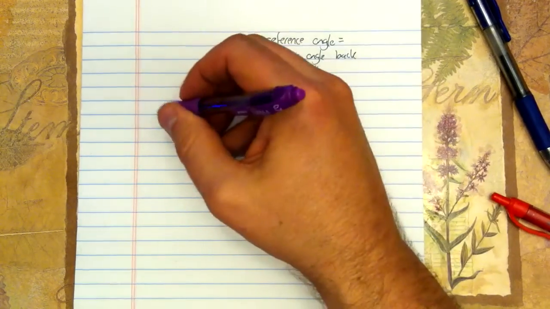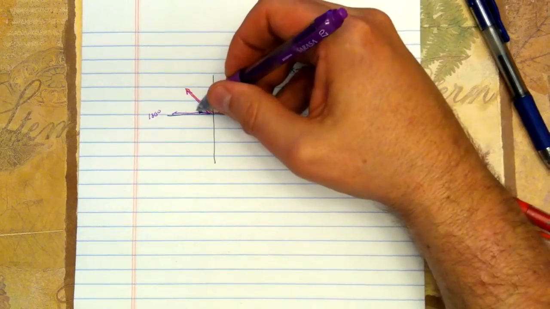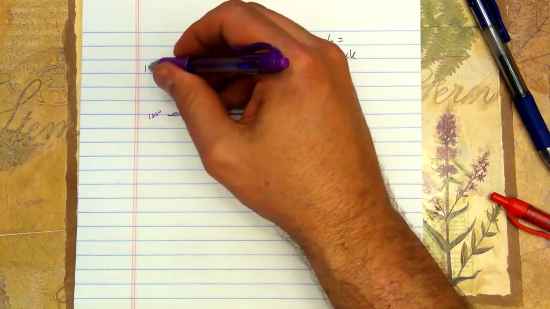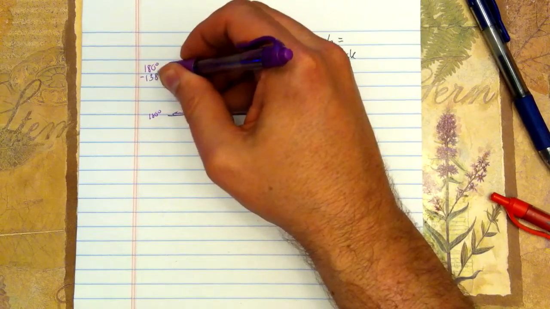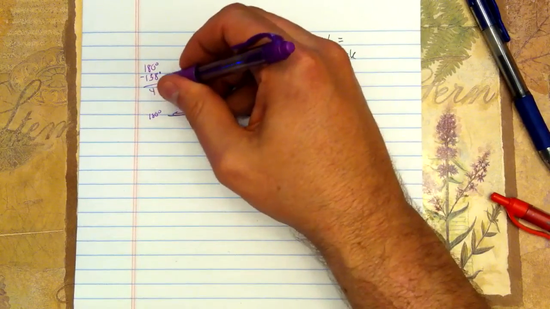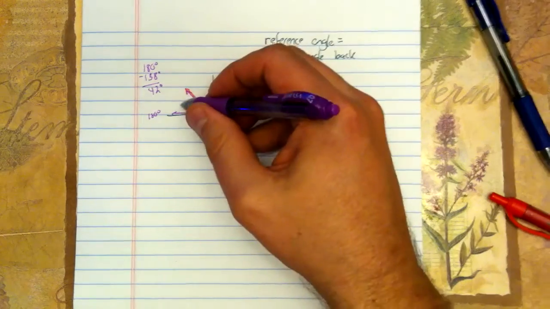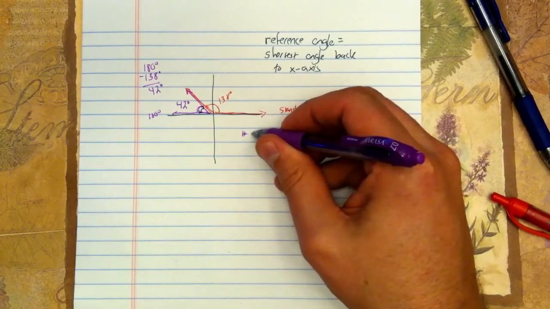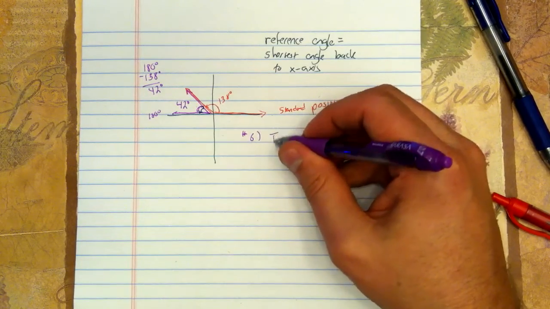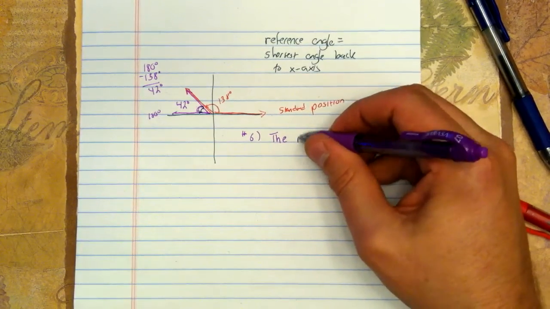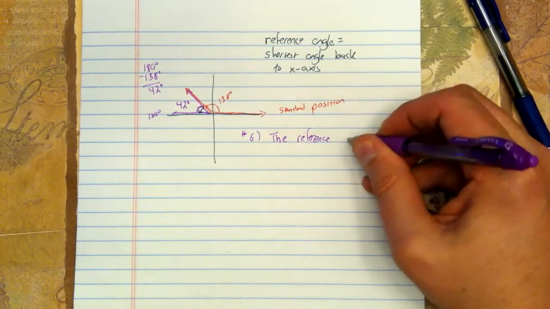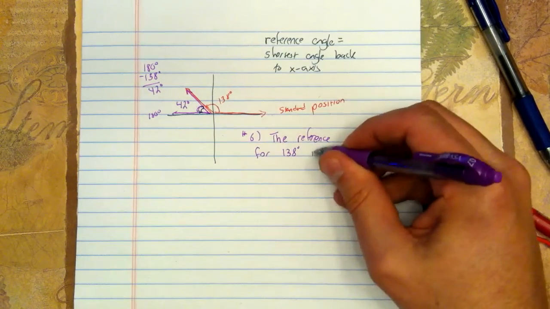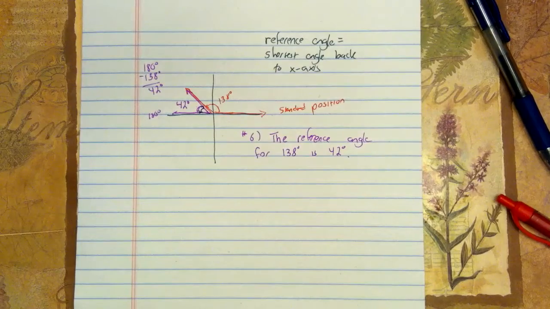Since this is 180 degrees over here, in order to get this angle in here, I'm just going to have to do 180 degrees minus 138 degrees. So 180 degrees minus 138 degrees is 42 degrees. And that's my reference angle. This reference angle is 42 degrees. So for problem number 6, we're going to say the reference angle for 138 degrees is 42 degrees, and that's all we're going to say.